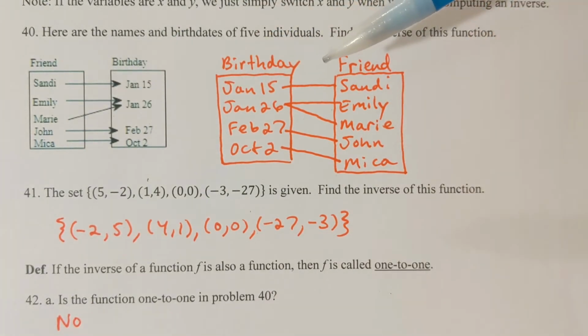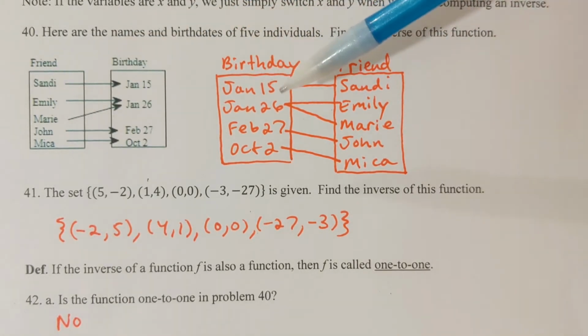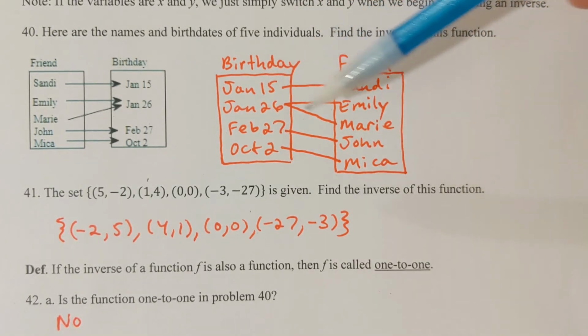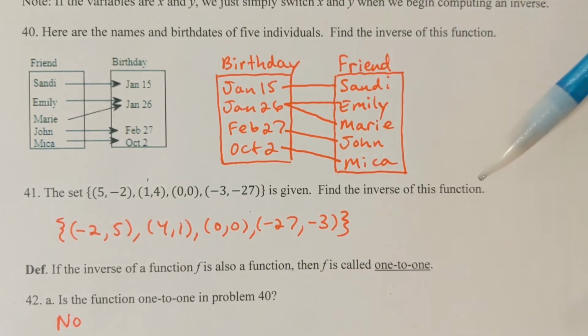Now, it's all about switching x and y, so all I'm going to do in this problem is switch the 2 sides of the diagram. The birthdays would go on the left side, the friends would go on the right side, and I draw my correspondence arrows. This picture here would be my answer. That would be the inverse of the function.